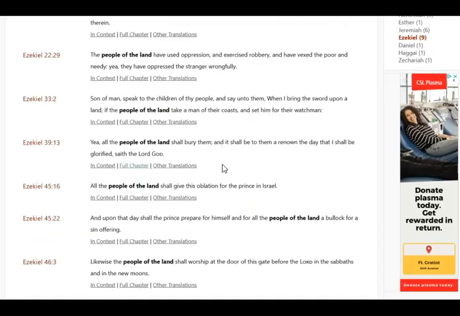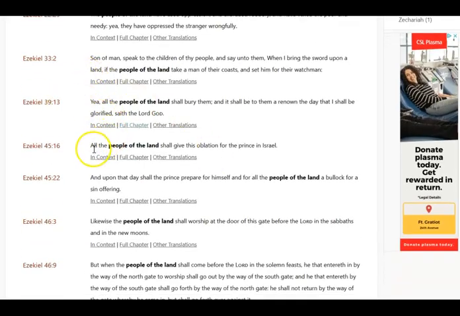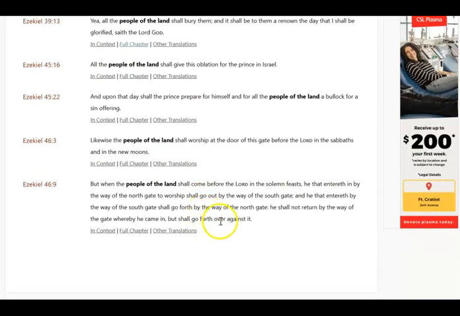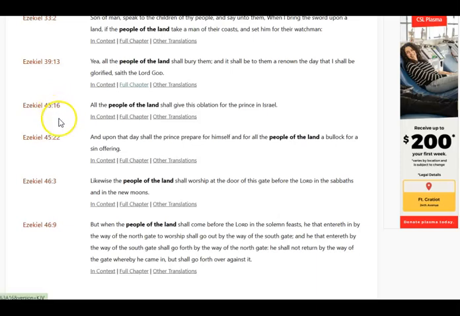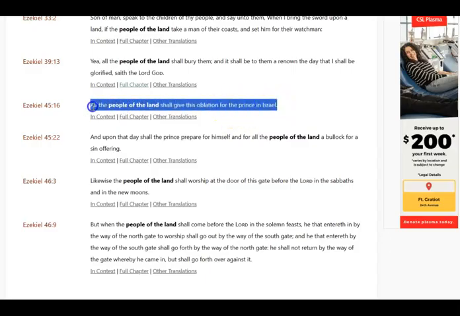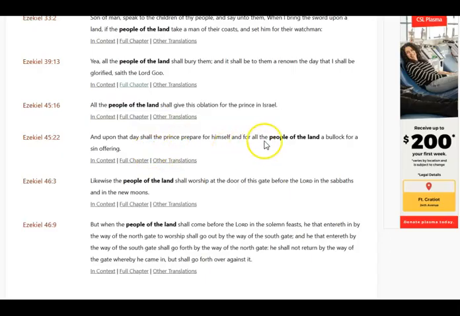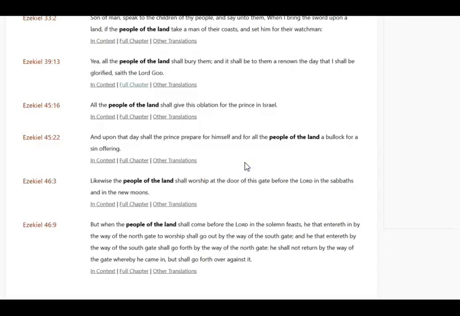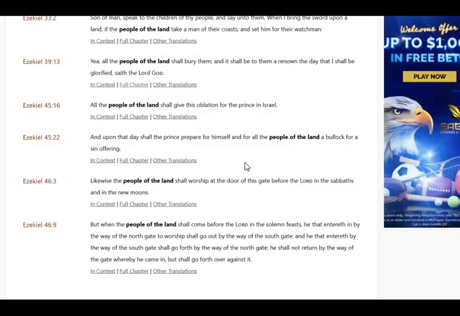There are references here. There's a couple in Ezekiel 39, but there are several in Ezekiel's end times vision. A couple from chapter 45 and a couple from chapter 46. And all the people of the land shall give this oblation for the prince in Israel. The people of the land are going to offer a sin offering. Pretty clearly tells you that the reference to the people of the land is a reference to Israel.